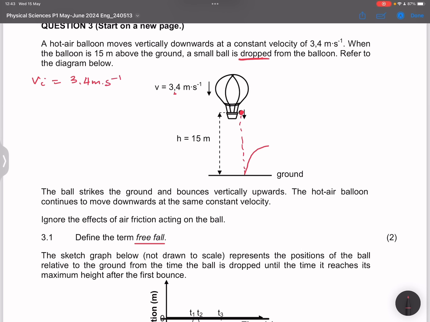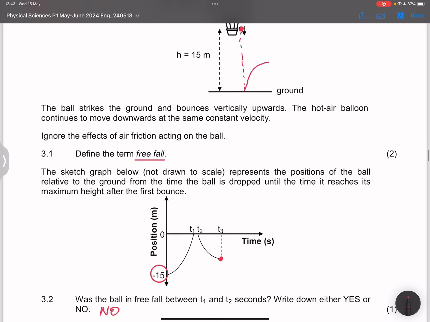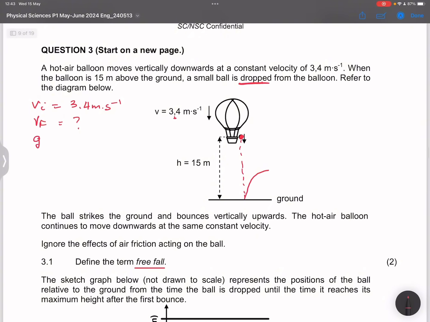And remember, I said to you, they seem to have chosen down as positive, so I will maintain that choice. And then what about our final velocity? That's what we are looking for, isn't it? They wanted us to find out the time when it reaches the ground. So gravitational acceleration is positive 9.8 meters per second squared. The time, that's what we want to find out. But we know the displacement from the top all the way until it reaches the ground. We know it is going to be displaced 15 meters.